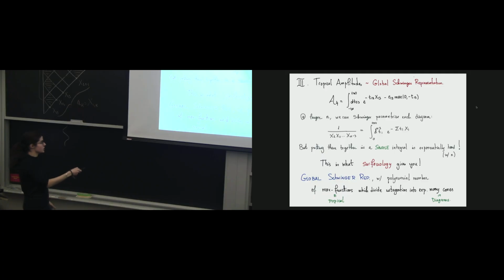Anyway, the reason why these are called tropical integrals is precisely because they're made out of these max functions. Yes? So you're claiming that surfaceology is telling you that there's only a polynomial number of the max functions, or did you somehow explain why there's only a polynomial number? Oh, it comes as an output. You can show that it's a polynomial number of max functions.